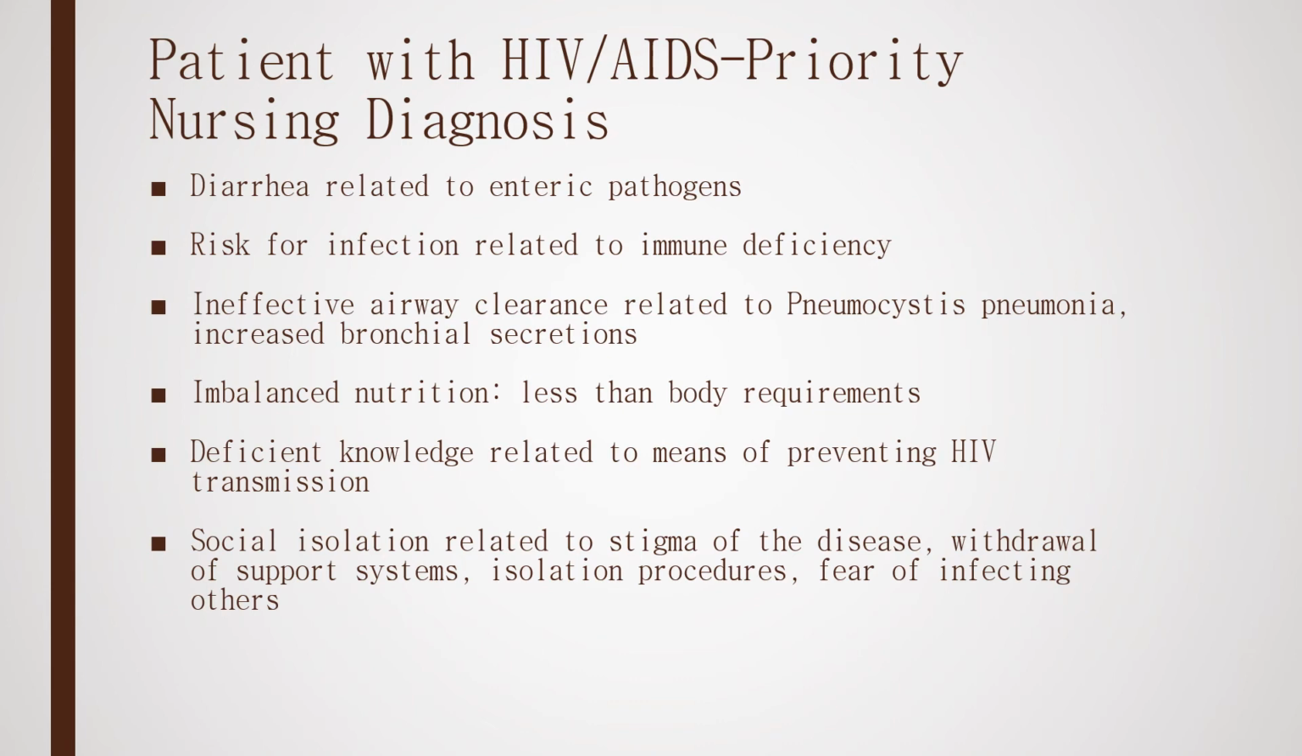Now, if I go over the priorities, if the patient has diarrhea related to enteric pathogens, I would have a plan to treat that, because as you learned in fluids and electrolytes, a patient who is having frequent or continuous diarrhea is at risk for fluid and electrolyte imbalance, and this patient is also at high risk for impaired nutrition.